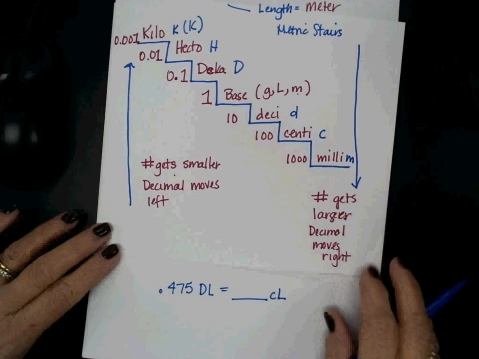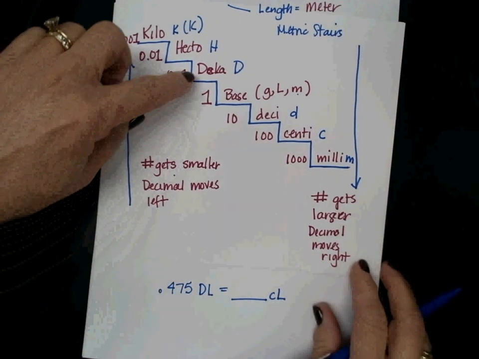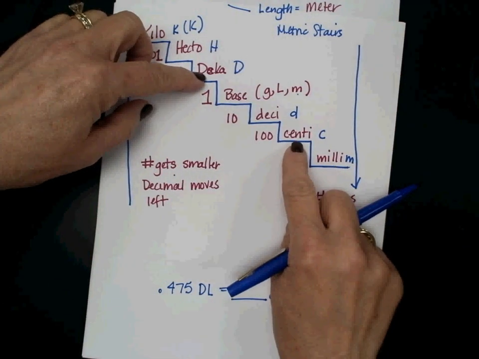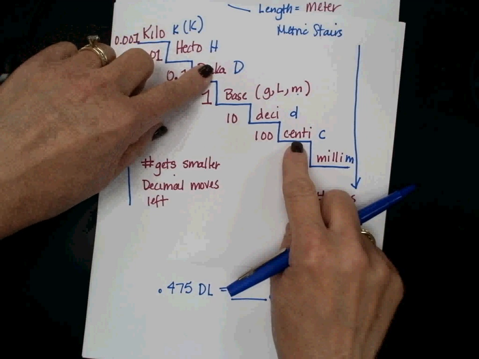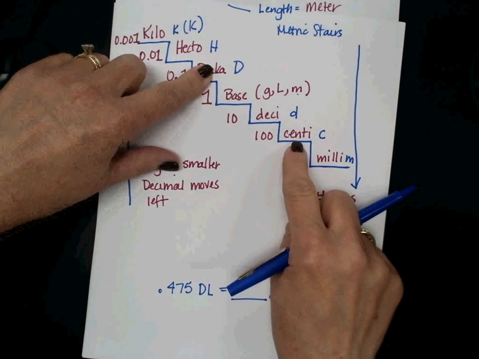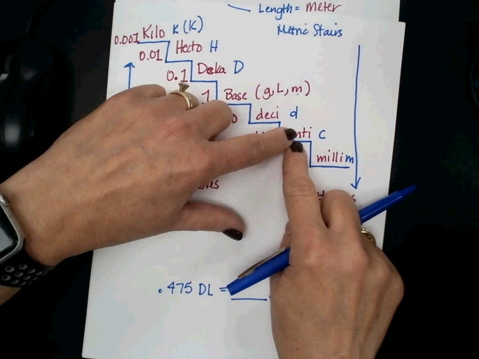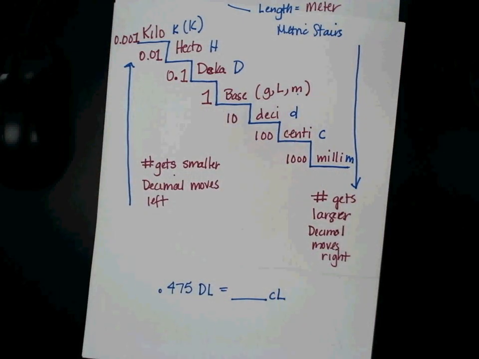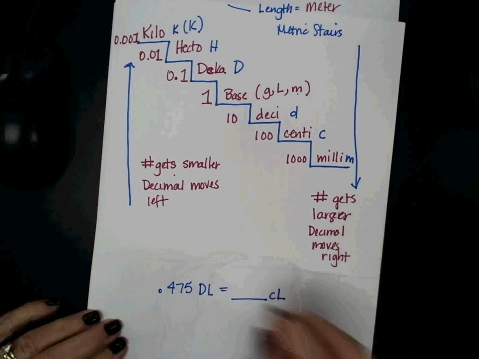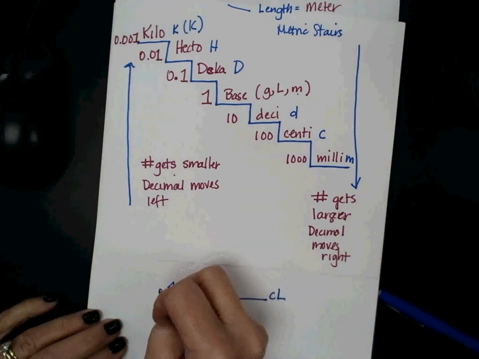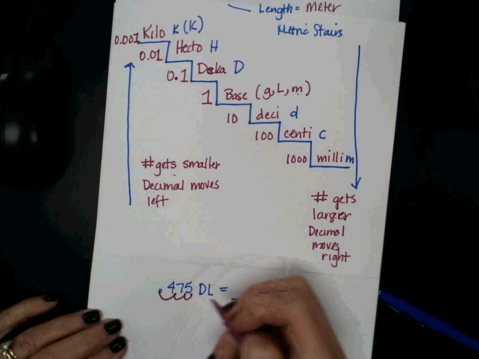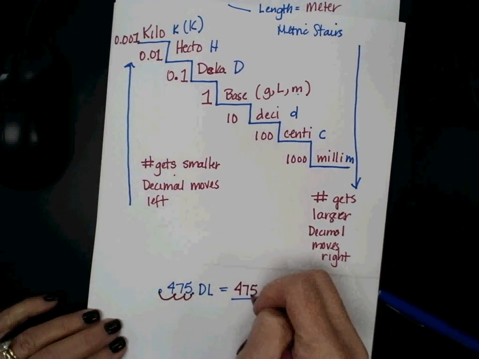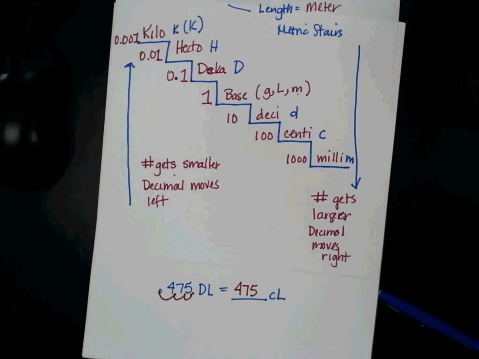So let's look at this problem, and let's look at where I start. I'm at decaliters, so I'm on this stair step. And I'm going down to centiliters, whoops, which is right there. Let's count how many. You don't count the step you're standing on, but you count the steps to where you're going. So 1, 2, 3. I'm moving 3 places down. What should happen to my number? It should get bigger, so I'm going to go, and this is okay if you do this too, 1, 2, 3. So now my decimal would be back there, so it's equal to 475 centiliters.